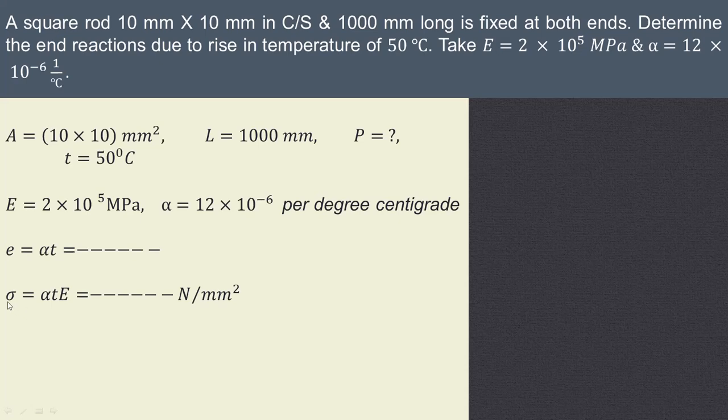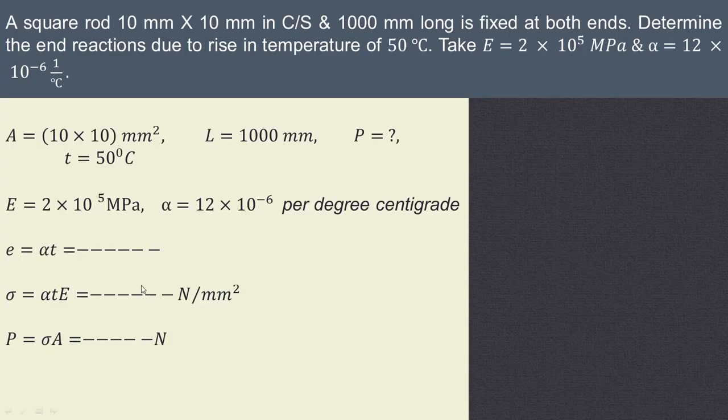Then stress is equal to strain into capital E or alpha TE. Substitute all these values and you will get the value of stress in Newton per mm square. Force is equal to stress into area. So you can find out that value of P also. Find out all these values and let me know the calculations that you have made.